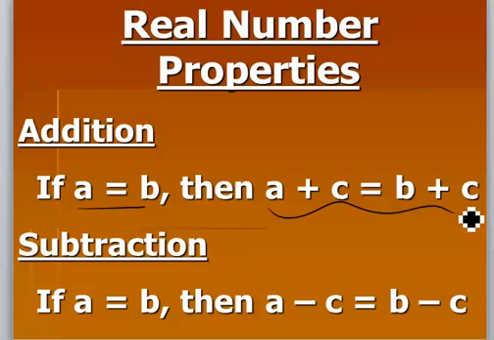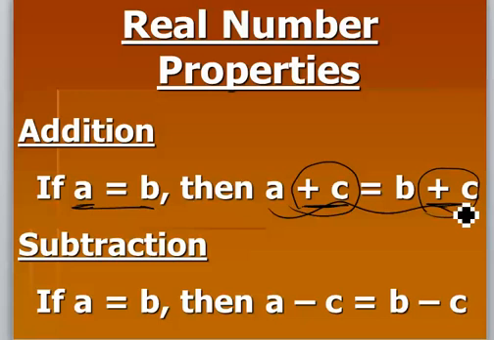So for addition, if I know that two things are equal, a equals b, then if you add the same amount to each side, if I add c to both sides, this states it must still be equal. So if I know that a is 1 and b is 1, they're equal, and we add the same amount to both sides, maybe we're adding 2, then they'll both be 3. They'll both still be equal. So if a equals b, then a plus c equals b plus c.